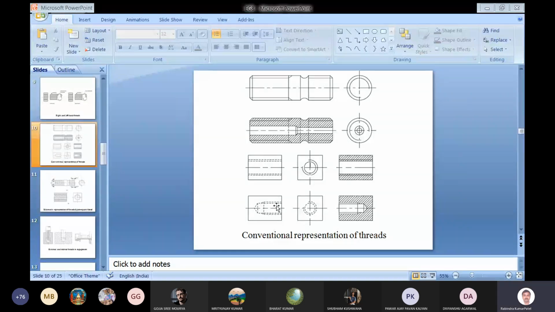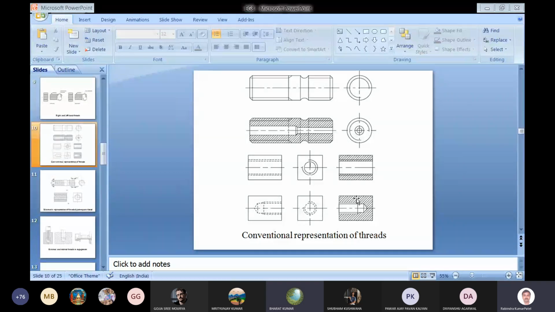And if there is a blind hole, we can show the thread like this. Two parallel dashed lines are shown, and here in the side view, when we consider the left side view, both circles will be dashed.